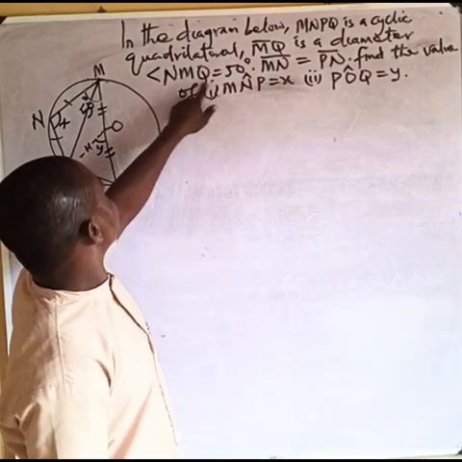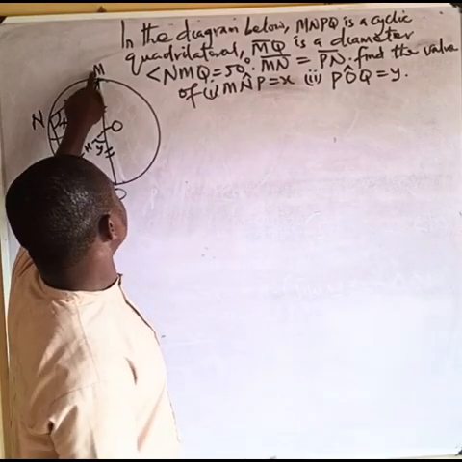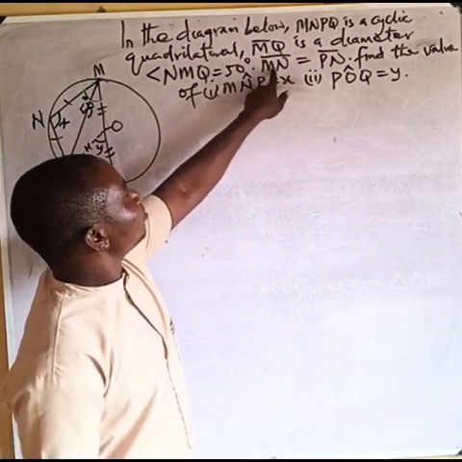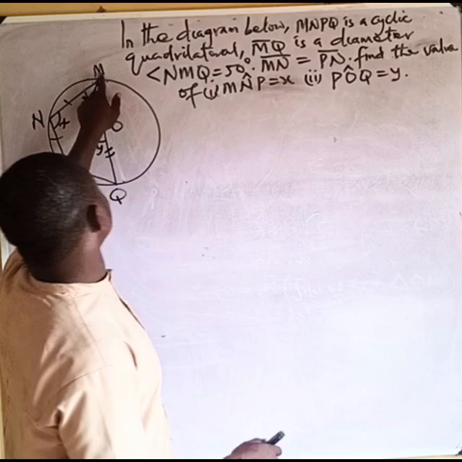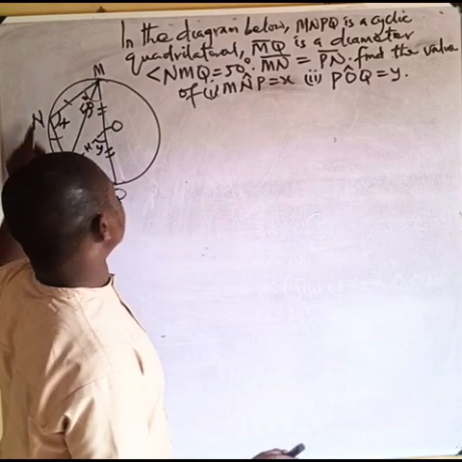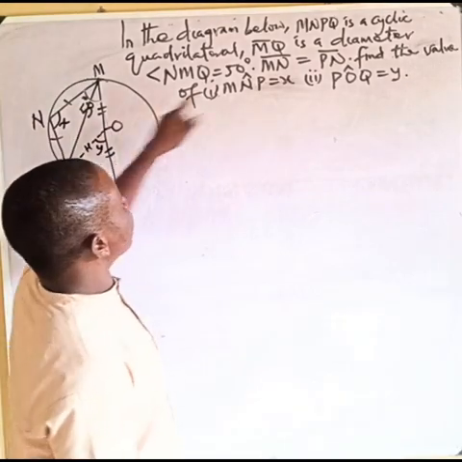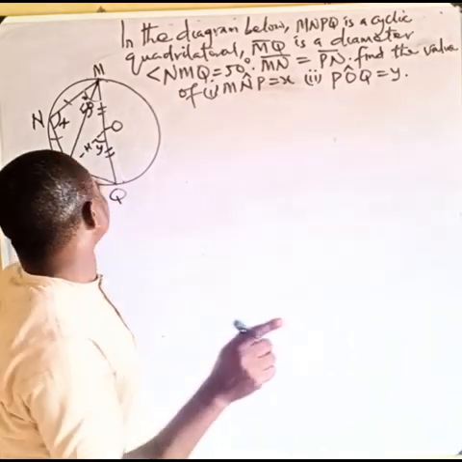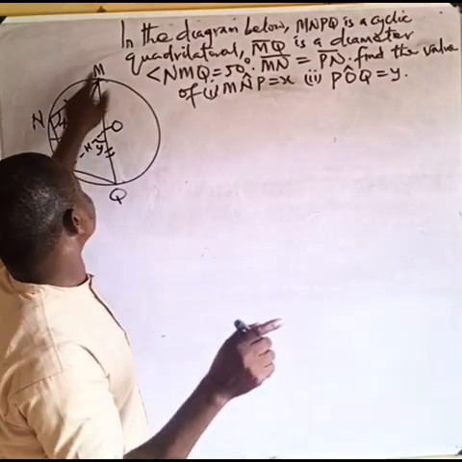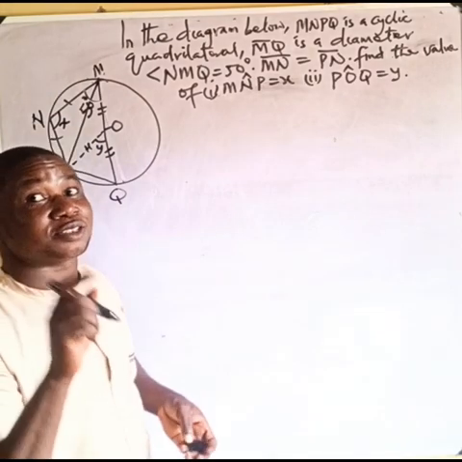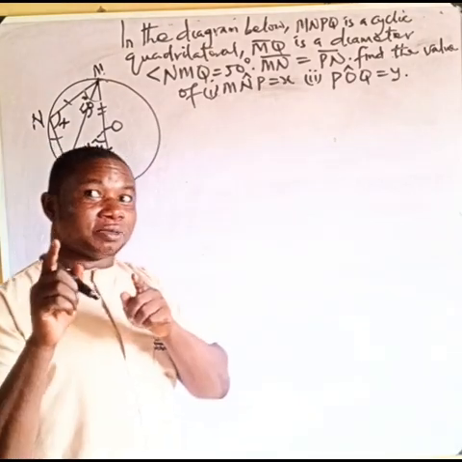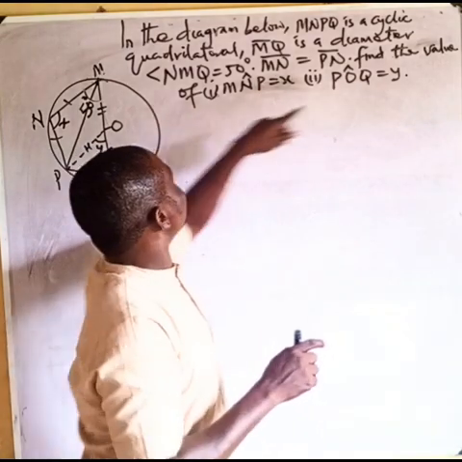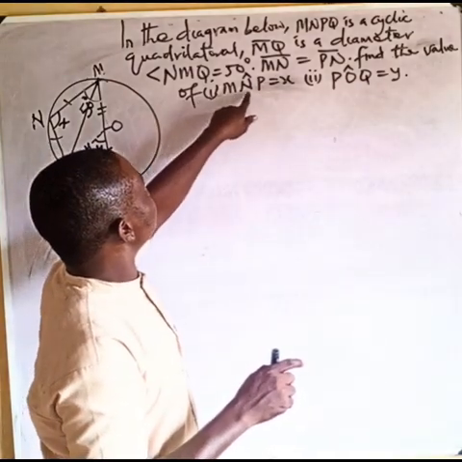Angle NMQ is 50 degrees. Line MN is equal to line PN. MN equal to PN is telling us that triangle PNM is an isosceles triangle. You know what I mean by isosceles triangle? The base angles are equal. Then find the value of angle MNP.